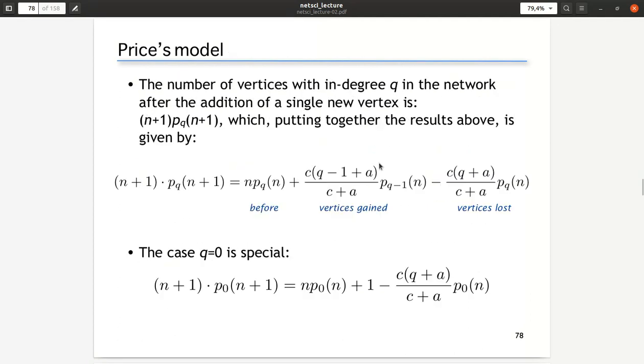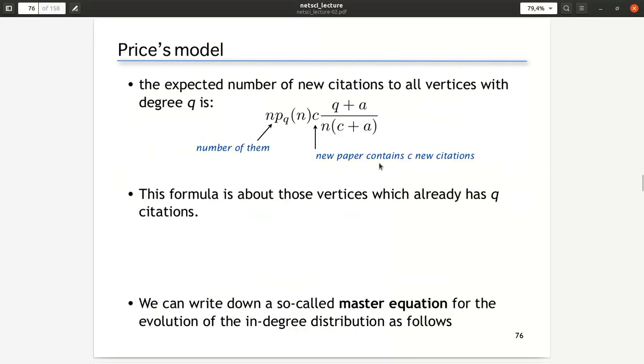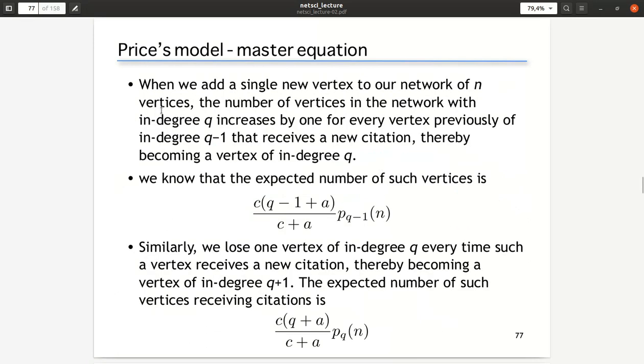So this is going to be the procedure: we are going to have some vertices which are going out from this group, or leaving this group of a certain number of citations. There will be some nodes which are entering this group, and then there will be some nodes which are remaining there. Okay, right. And this is written here.